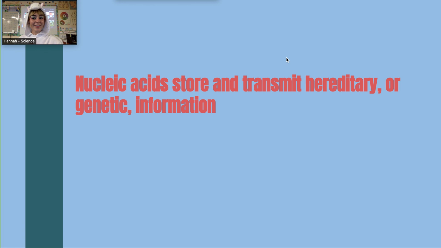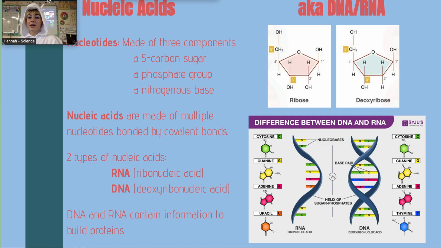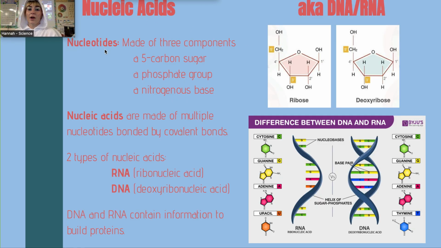And then finally, we get to nucleic acids. Nucleic acids are also known as our DNA or our RNA, and they store and transmit hereditary, otherwise known as genetic, information through generations. So that's how your parents passed on their genetic information to you, through their nucleic acids, through their DNA. And nucleic acids are made of nucleotides in terms of their chemical structure. They're made of 3 different components: a 5-carbon sugar, a phosphate group, and a nitrogenous base.